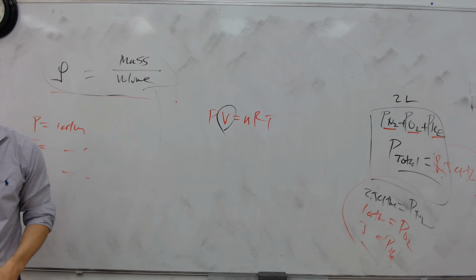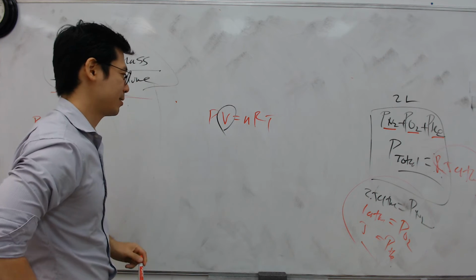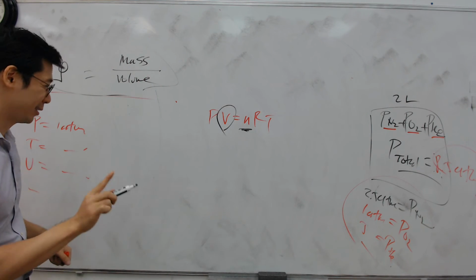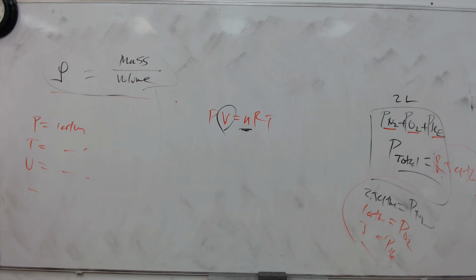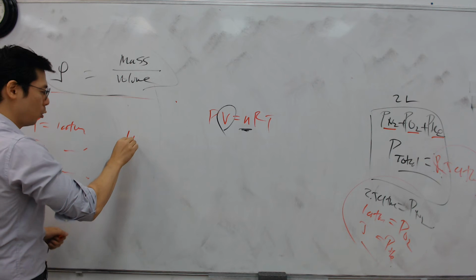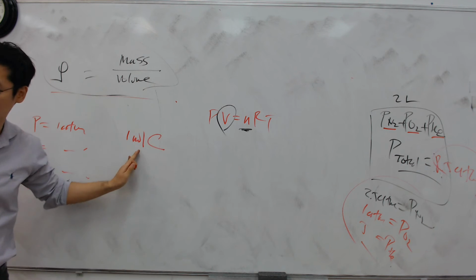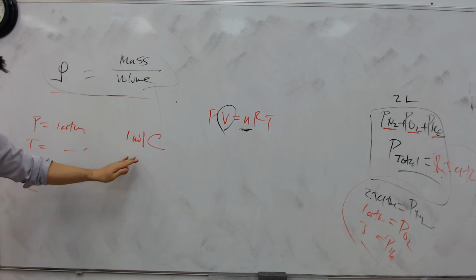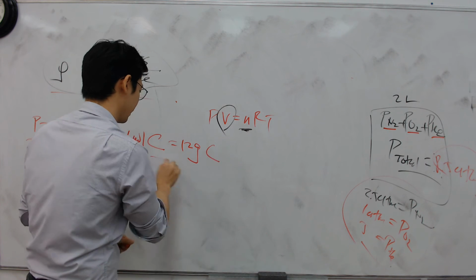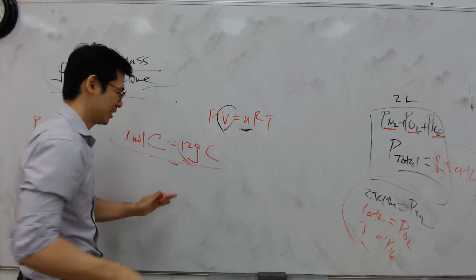I need the mass in the equation, right? But now, mass is somewhat incorporated into the number of moles. Imagine, guys, the number of moles: I have 1 mole of carbon. What is that equal to? It's equal to 12 grams of carbon. That is the mass, right?